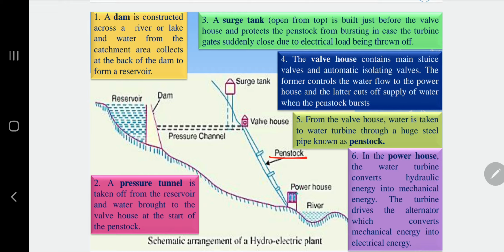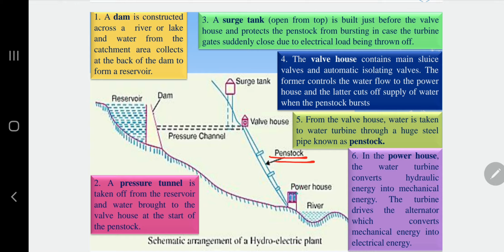So you might have seen very large diameter pipes which are running from the valve house towards the powerhouse. The water from the valve house is being taken towards the powerhouse with the help of very huge steel pipes. They have a very high diameter. So these are huge pipes for carrying the water.